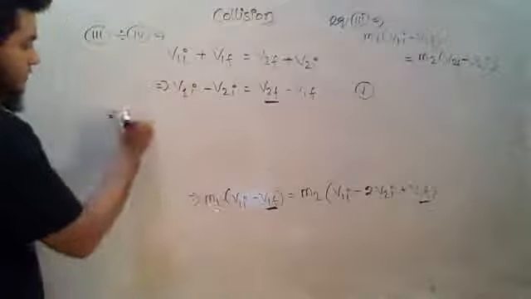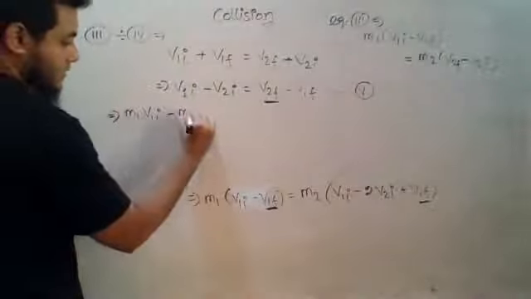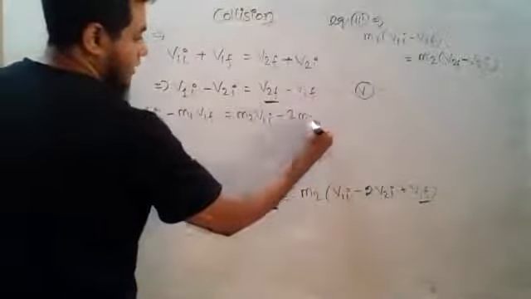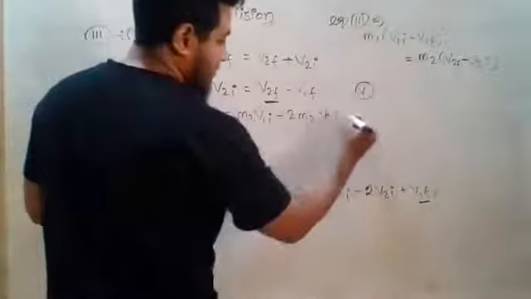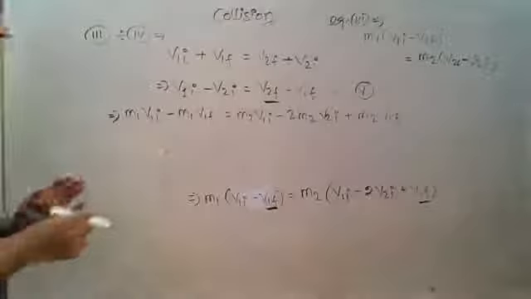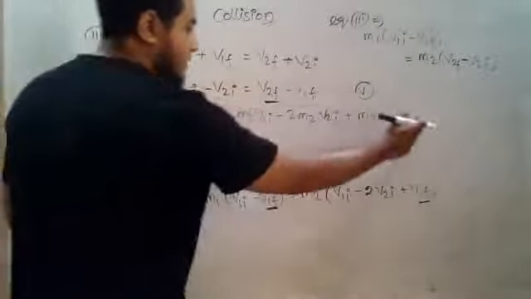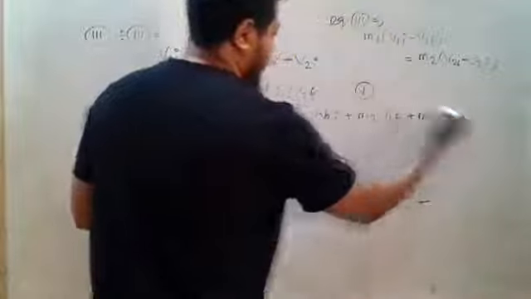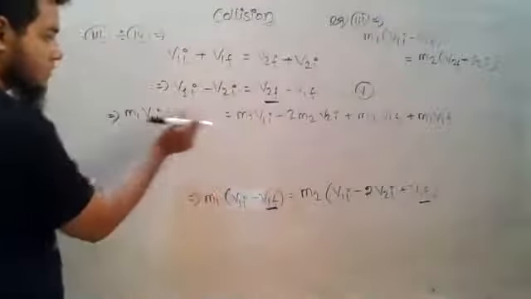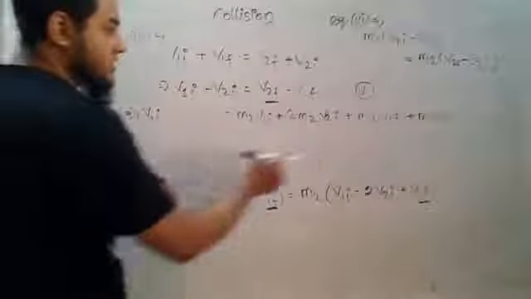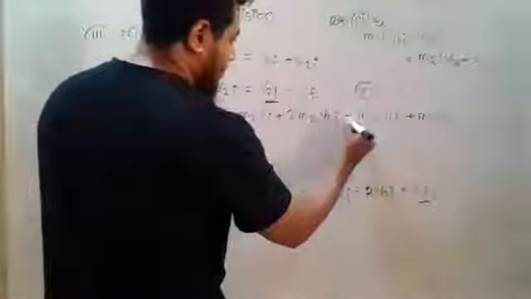So if I multiply M1, it will be M1 V1I minus M1 V1F is equal to M2 V1I minus 2 M2 V2I plus M2 V1F. Now, as I already told you, I need to find out the value of V1. So V1 needs to be shifted to one side. Check, if I shift this M1 V1F to this side, then what will happen? It will become plus M1 V1F, right? And if I shift this M2 V2I to the opposite side, then it will become minus. And this minus will become plus as I'm changing the side, and this one I will not change, and here we will put the equal sign.